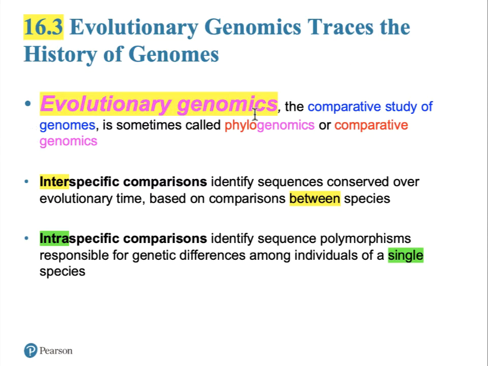Evolutionary genomics is defined as the comparative study of genomes. Some sources call this phylogenomics or comparative genomics. One could compare organisms within the same species. That will be known as intraspecific comparisons. Or one could compare between species. That's called interspecific comparisons. Both of these yield important data.